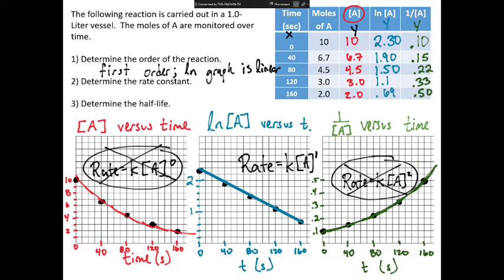Negative 1.61. Slope is negative 0.010. For my rate constant, I'm going to drop the negative sign. Put that back on the answer up here.